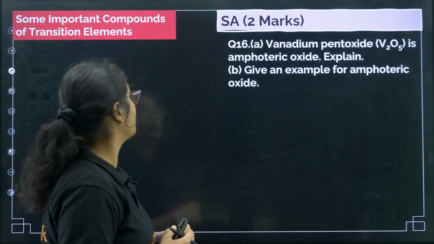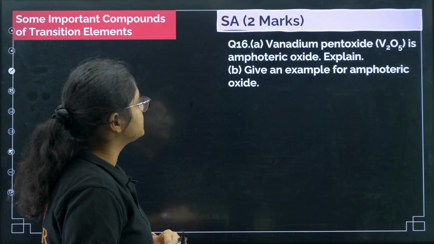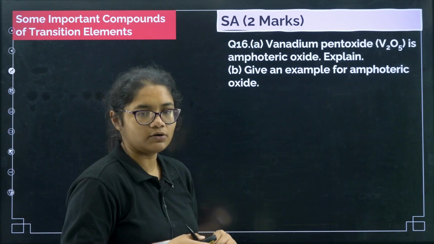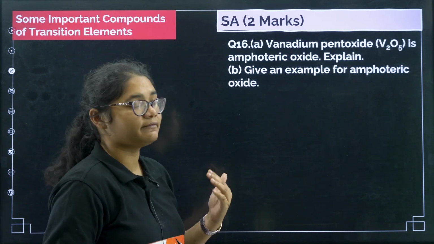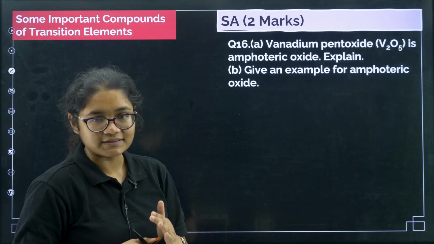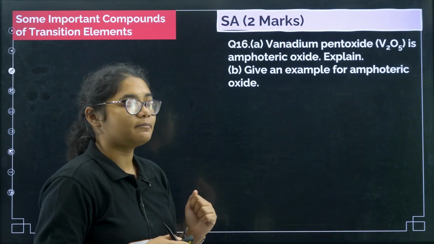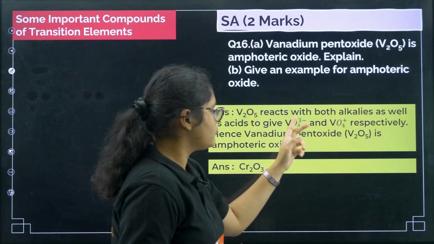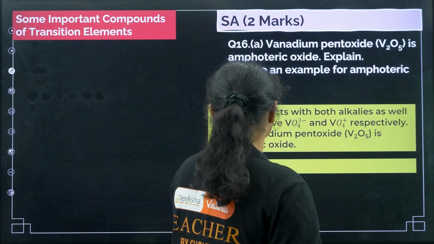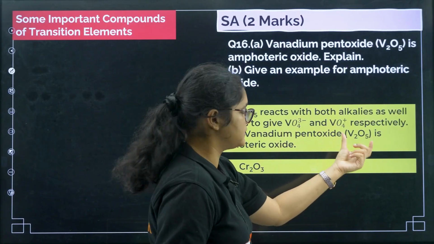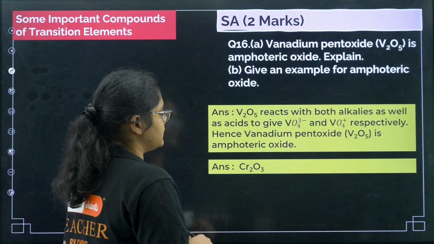Vanadium pentoxide is an amphoteric oxide. Explain. Give an example of an amphoteric oxide. Amphoteric oxide means it can react with both acids and bases, right? We have discussed this question in the MCQ also. V2O5 reacts with both alkalis as well as acids to give VO4 3- and VO2+ respectively. Hence vanadium pentoxide is amphoteric.